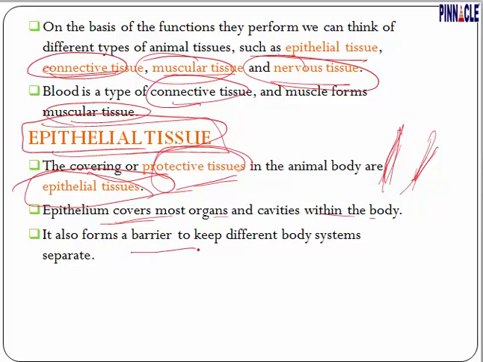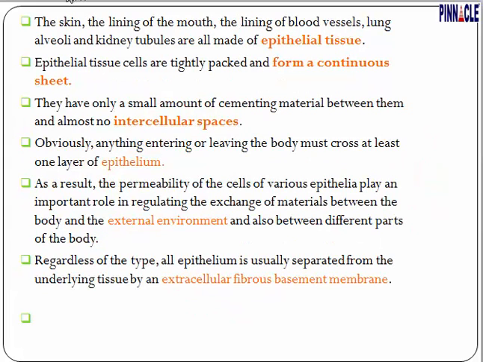It also forms a barrier to keep different body systems separate. For example, this is an organ, and this organ is separate from the other parts because there is a protective layer. You can say epithelium structure, epithelium layer. The skin, the lining of the mouth, the lining of the blood vessels, lung alveoli and kidney tubules are all made up of epithelium tissue.